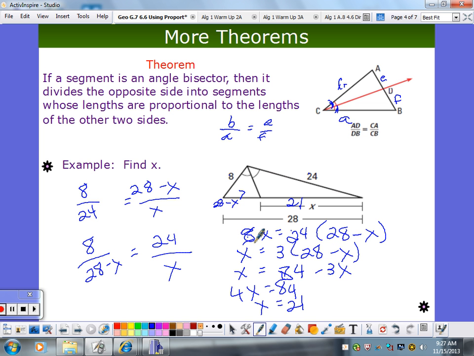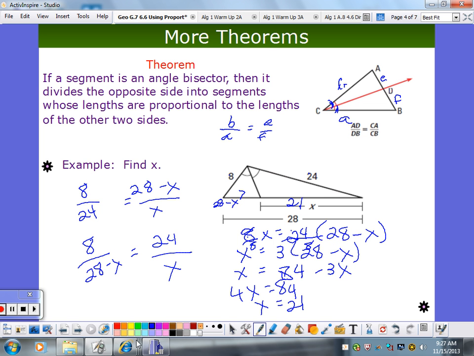Remember, when you're dividing, we're dividing this unit. So this doesn't divide two things. If you were adding, if this was 24 plus that unit, then you would do that. But because it's multiplying, just divide.